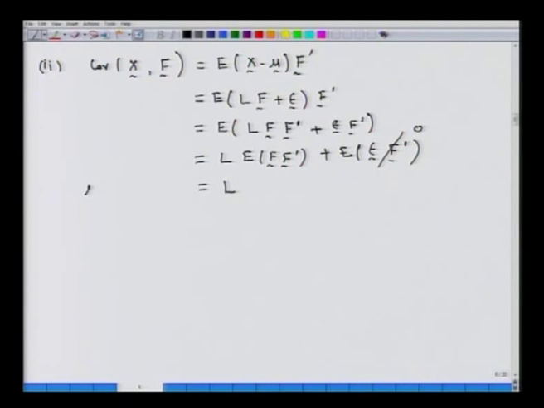So the covariance between this x vector and the f vector of common factors is just equal to L, right.